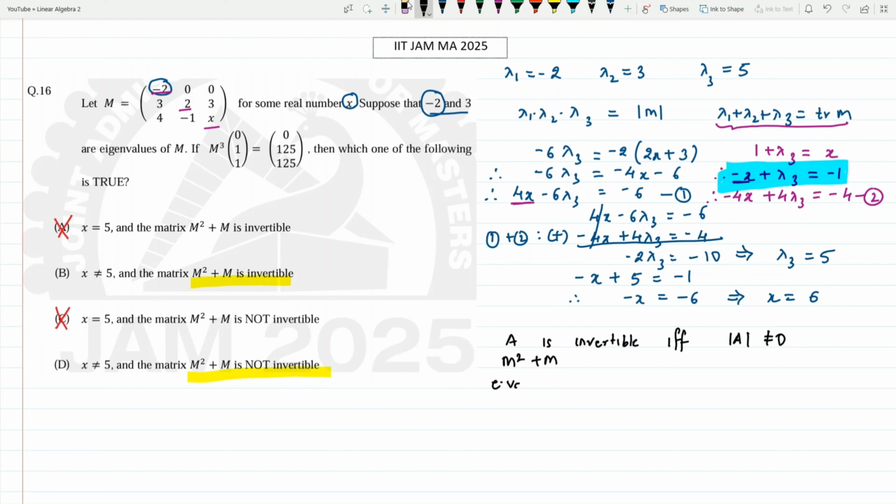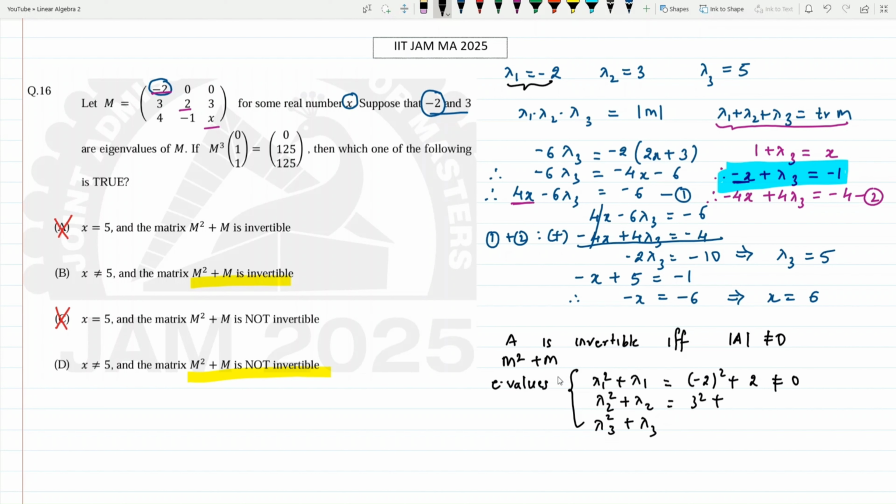Now the eigenvalues for M square plus M are going to be lambda 1 square plus lambda 1, lambda 2 square plus lambda 2, and lambda 3 square plus lambda 3. Lambda 1 square plus lambda 1 is going to be negative 2 square plus negative 2, which is not 0. Then lambda 2 square plus lambda 2 is going to be 3 square plus 3. That's again not a 0 number. And lambda 3 square plus lambda 3 is going to be 5 square plus 5. That is again a non-zero number.